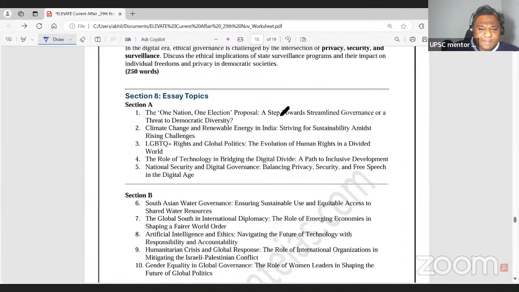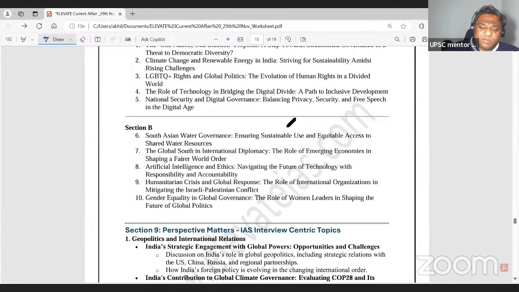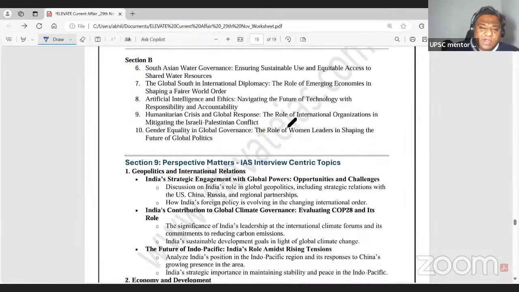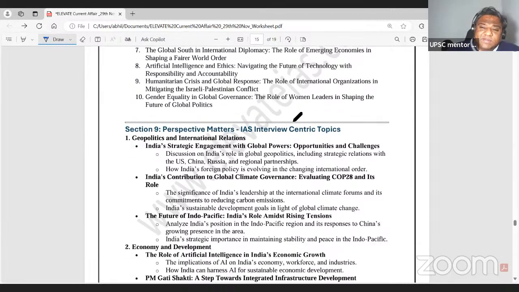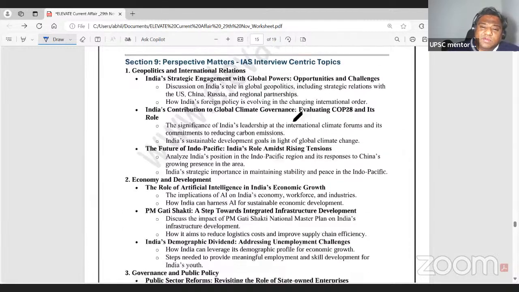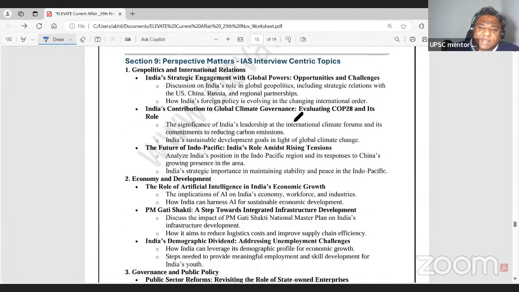Similarly, for the essay, choose any one or two topics, whatever it is, but write. I'm not even telling you to write on time or to a word limit. Just write your thoughts and see whether you understand the nature of the question. Are you able to appreciate the fact that you are able to write also?